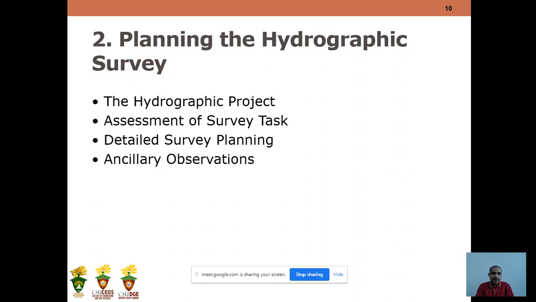So next is the ancillary observations, survey team organization. So kinsa ang atong chief of party, kinsa involved for the data collection team, kinsa ang sa communications team, sa logistics, and so on.